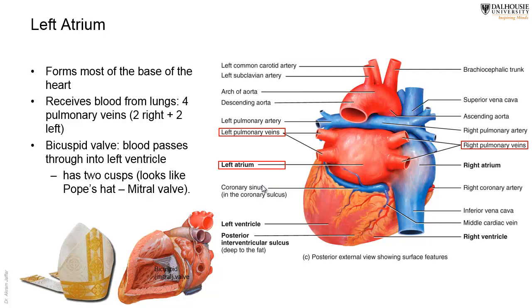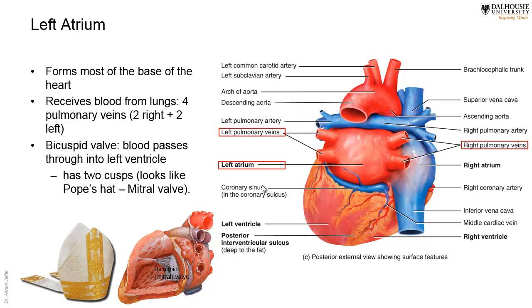Now, the blood returns from the lung as it is oxygenated in the alveoli of the lung. We have mentioned that previously. It returns by pulmonary veins. So we have 4 pulmonary veins, 2 from each lung, 2 on the right, 2 on the left. These are the pulmonary veins.